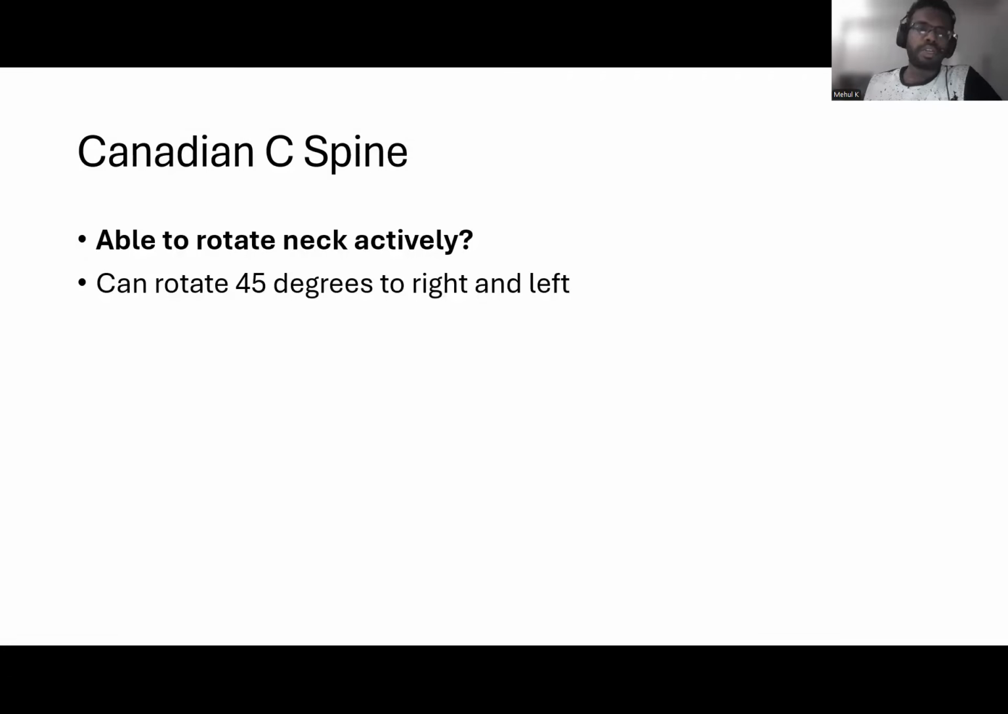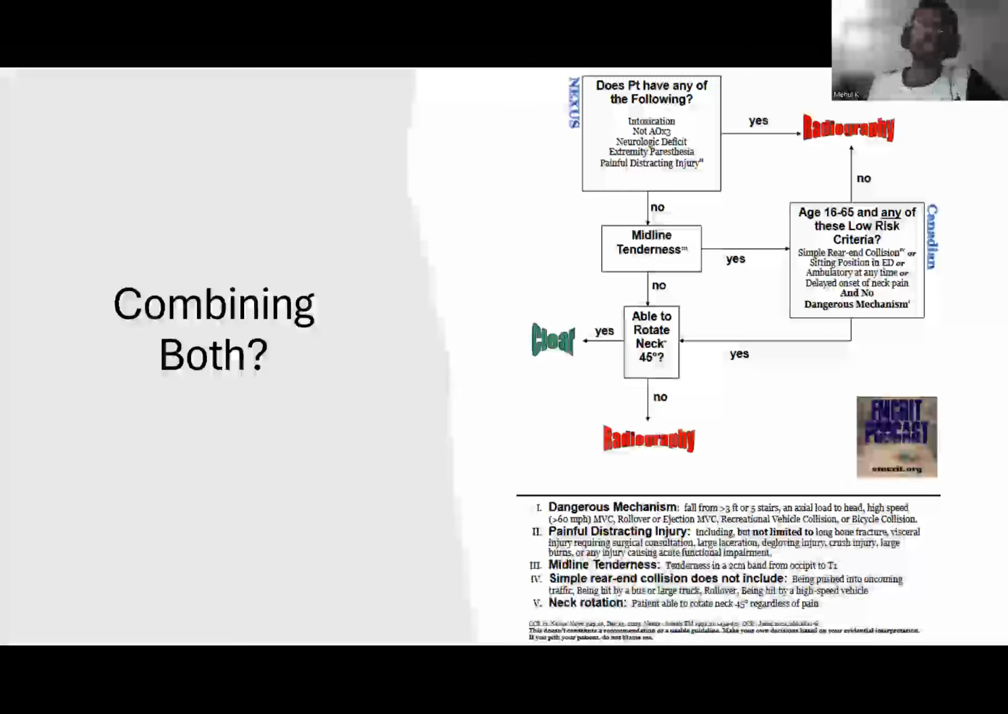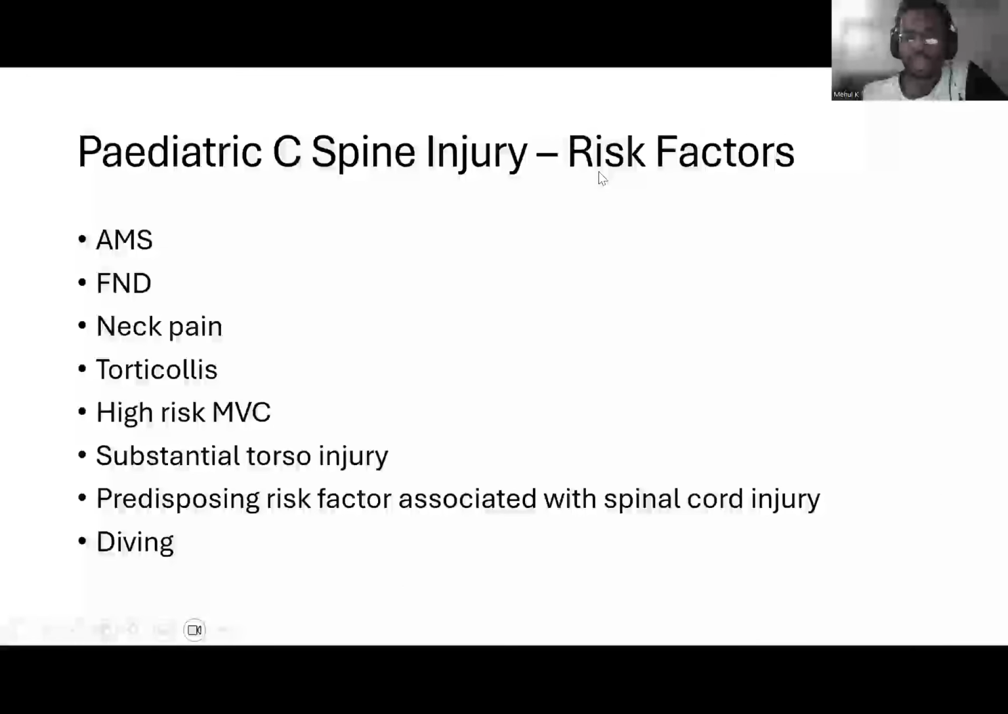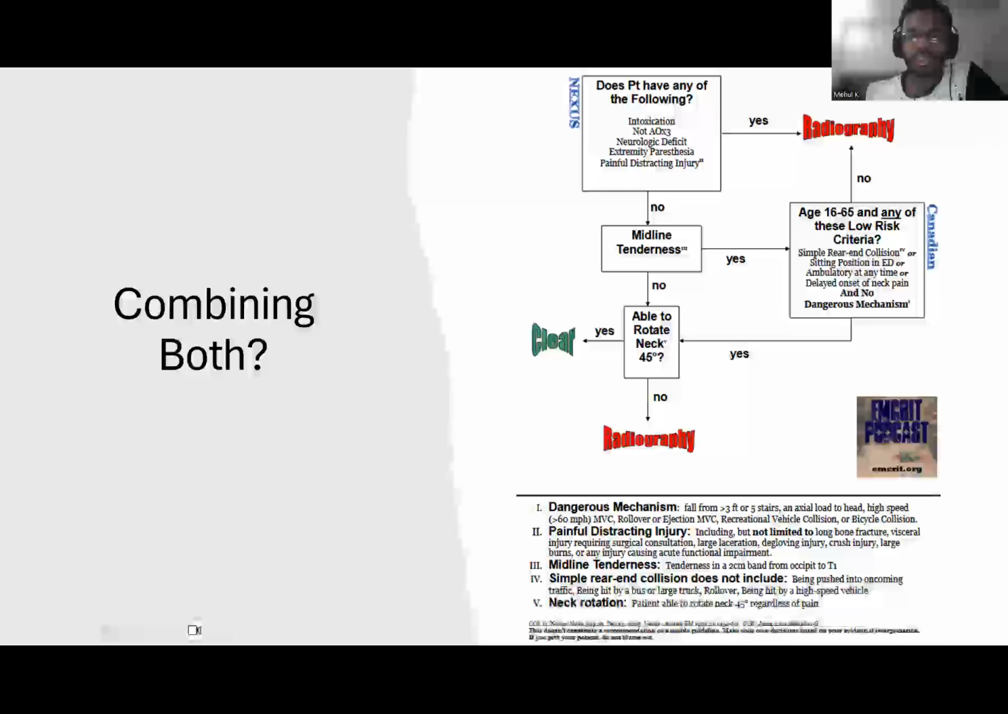And if the patient is able to do that as well, the patient is clear as far as the cervical spine goes. Now, Scott Weingart did a podcast many years ago. I think it was 14 years ago, where he said that he likes to actually combine these two rules into one. Initially, he does the NEXUS rule.